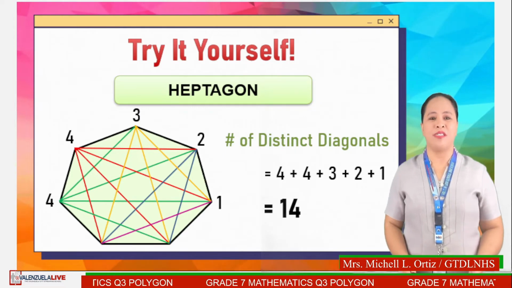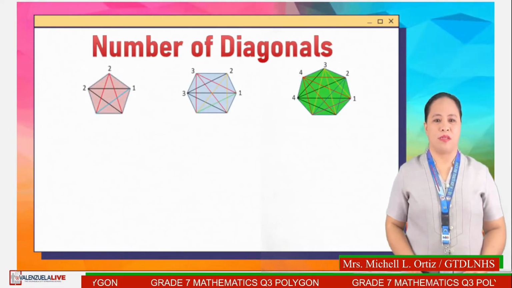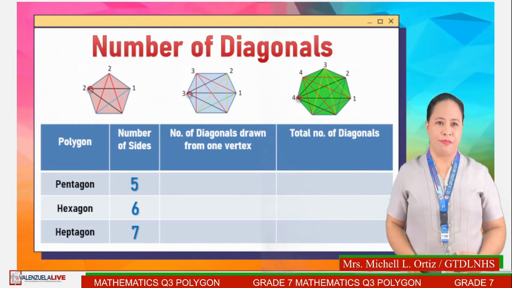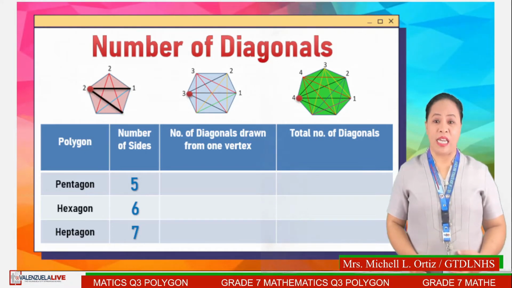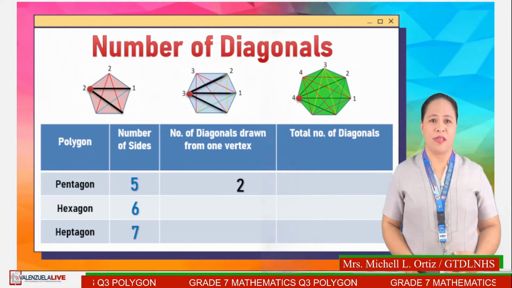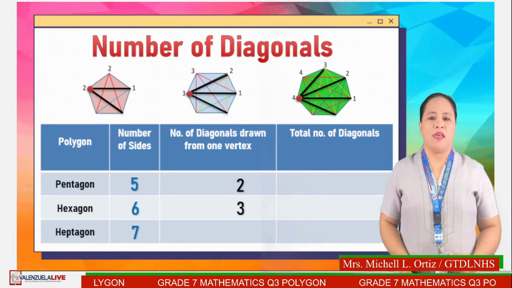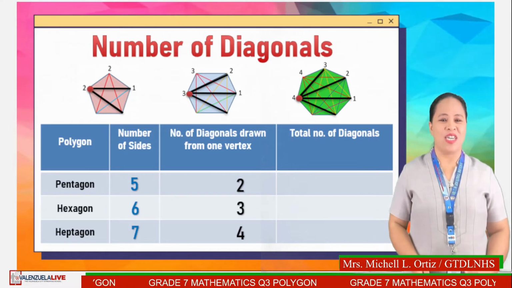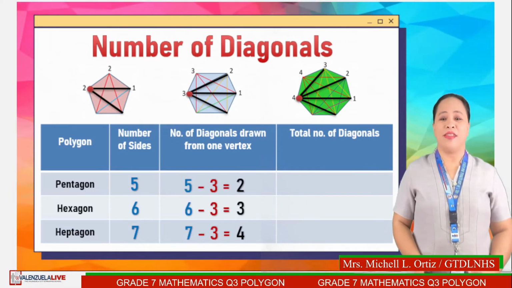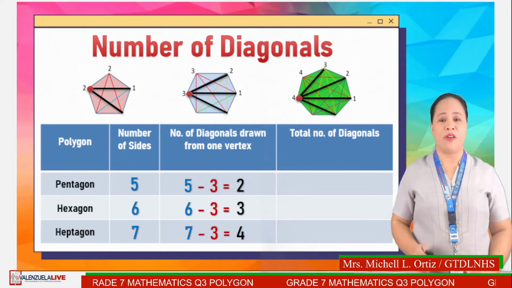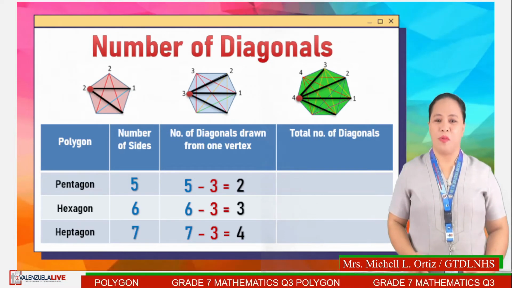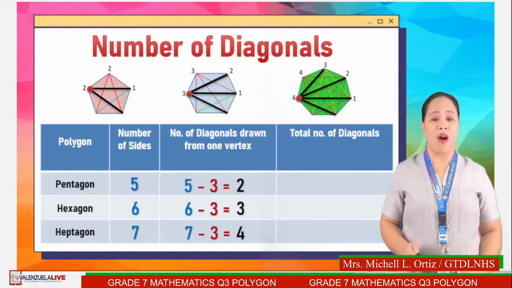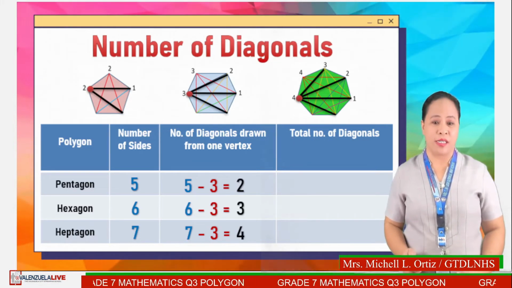Now take a look at our first 3 examples. From one vertex, we can only draw 2 diagonals in a pentagon, 3 in a hexagon, and 4 in a heptagon, which can be obtained by subtracting 3 from the number of sides or vertices a polygon has. Why subtract 3? Simply because we cannot use one vertex and the other 2 vertices adjacent to it to form a diagonal.